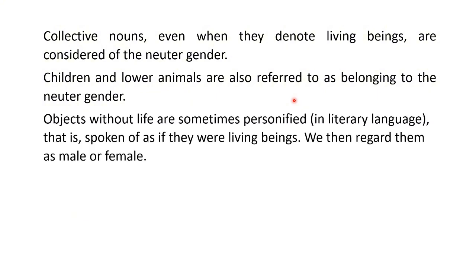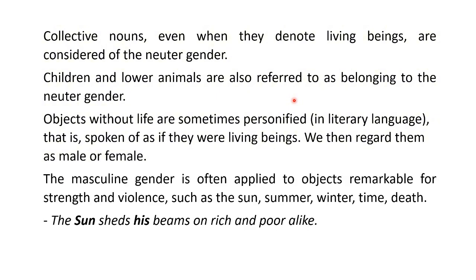Objects without life are sometimes personified, for example, the sun, the moon, the earth. Personified means that they are spoken of as if they are living beings. We then regard them as male or female. The masculine gender is often applied to objects remarkable for strength and violence, for example, the sun, summer, winter, time, death. For example, we say the sun sheds his beam on rich and poor alike.